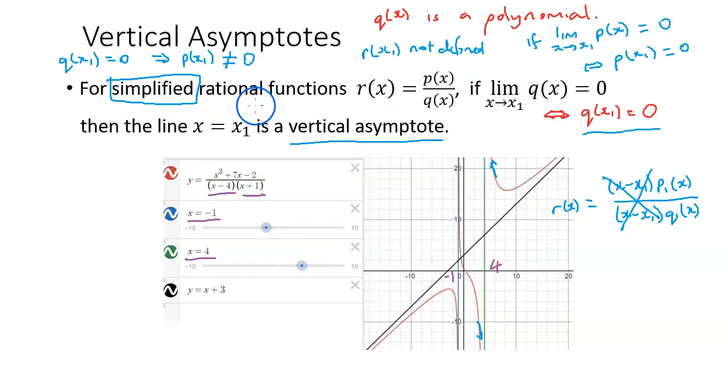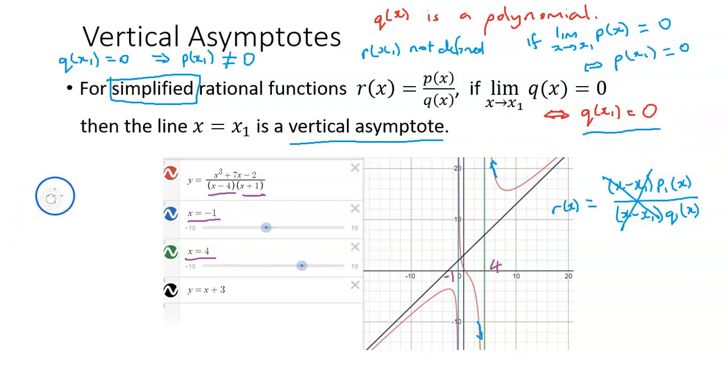For simplified rational functions, it also doesn't matter about the degree of p of x or the degree of q of x. They can have any degrees, but as long as q of x1 equals 0, and it's a simplified rational function, then you're guaranteed to have a vertical asymptote at that point.